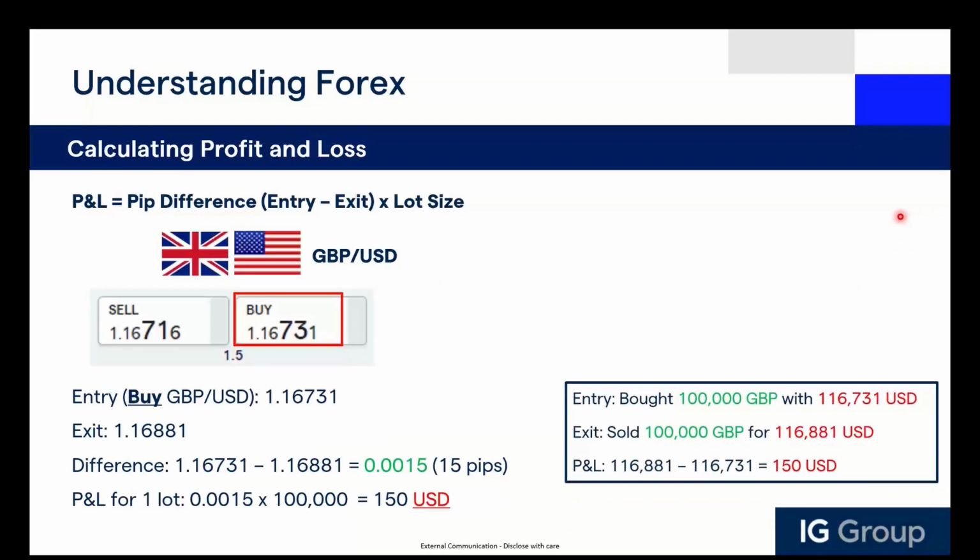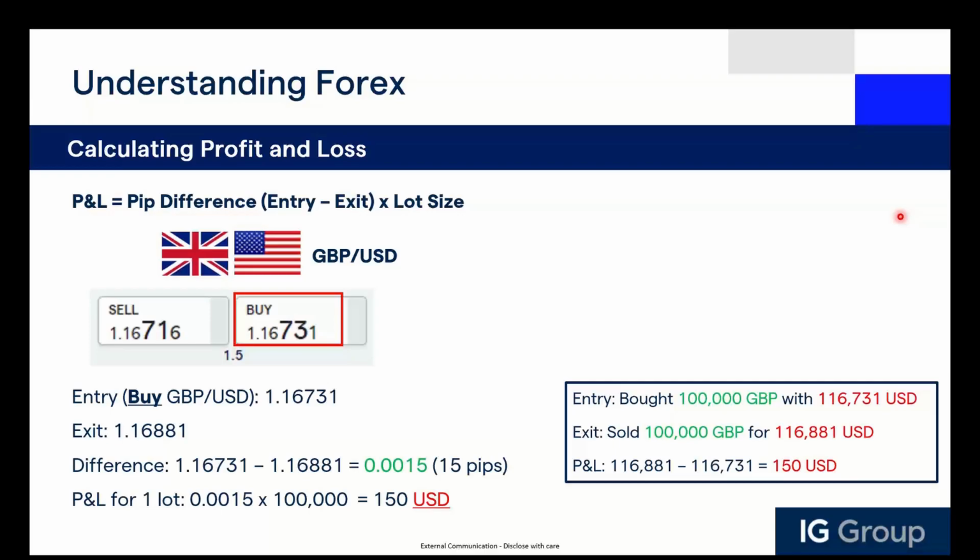Okay, so if we translate this again to a real-life money changer scenario, by executing this particular trade, what we actually did in the trading platform essentially was that we bought 100,000 British pounds. And to buy this 100K, we gave the money changer 116,731 US dollars. So we sold US dollars and we bought the British pound.